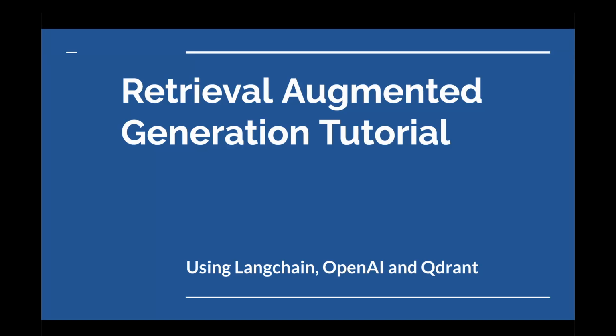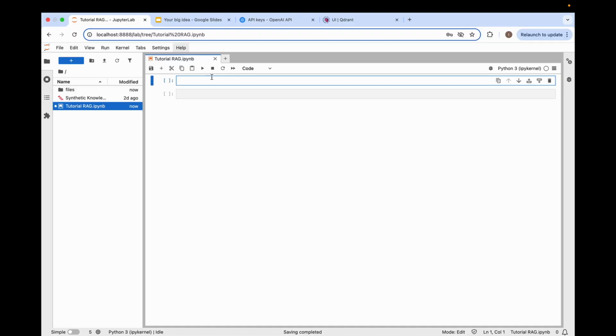In my last video, I explained the definition of retrieval augmented generation (RAG), as well as the benefits and the application. In this video, we're going to be implementing the RAG technique using three tools: Langchain, OpenAI, and Qdrant. Qdrant is basically a vector database that we can use to store and retrieve our knowledge base. So let's dive into it, shall we?